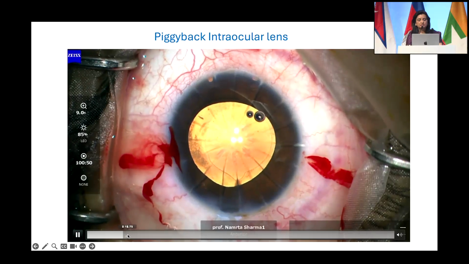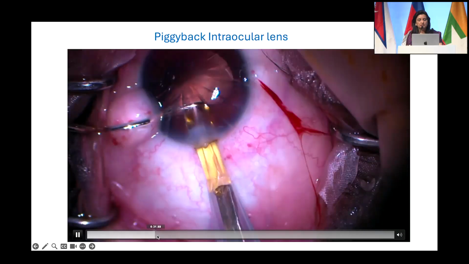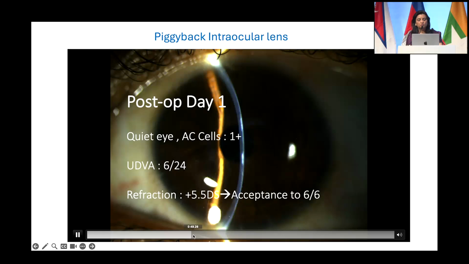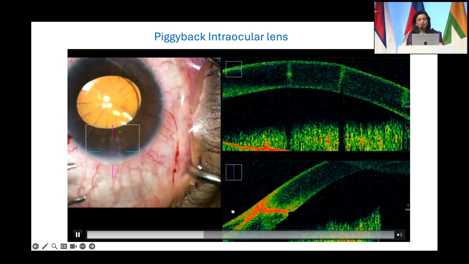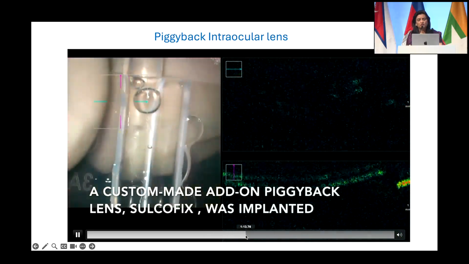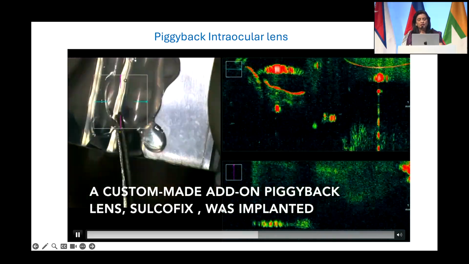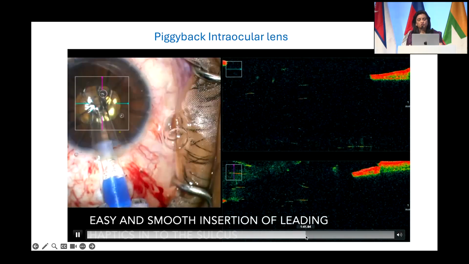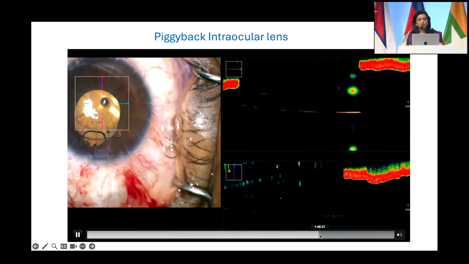And in this, first the cataract surgery was done, and then subsequently, because of the residual refractive error that was there, on post-op day 1, we had a surprise of plus 5.5 D in fact. So a piggyback IOL was placed on the IOL which was already there. Alternatively, we could have exchanged this IOL also, but in this a custom-made add-on piggyback lens, Sulcoflex, was implanted, and the post-op results following this piggyback IOL were acceptable and were optimal.